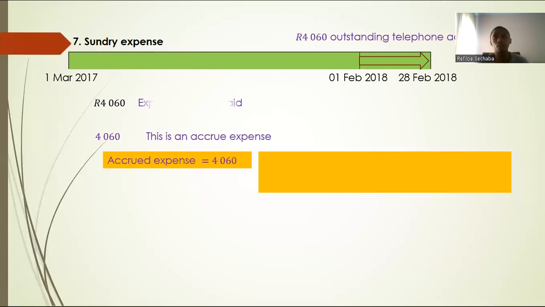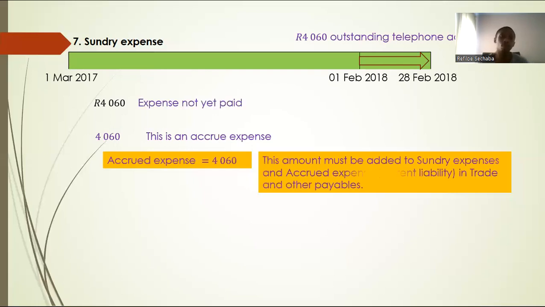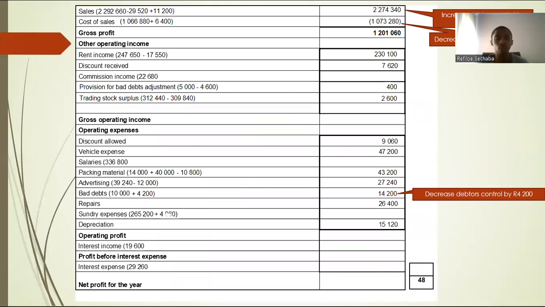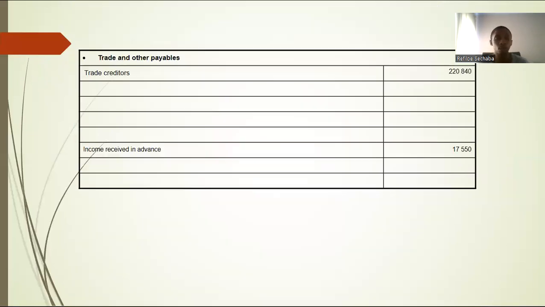An accrued expense, therefore, we're going to record it as an accrued expense. It is an accrued expense, but we need to add it to sundry expenses because it means our sundry expense account has been understated by that amount. It will simply go to sundry expenses and give a total sundry expense of 269,260. The same accrued expense must be recorded in trade and other payables. So trade and other payables will be 4,060. Let's move to the next adjustment.